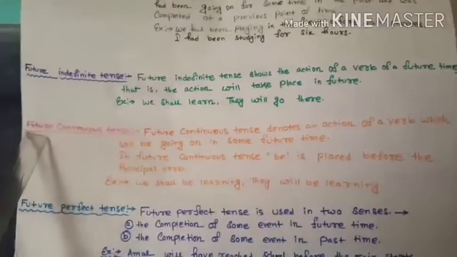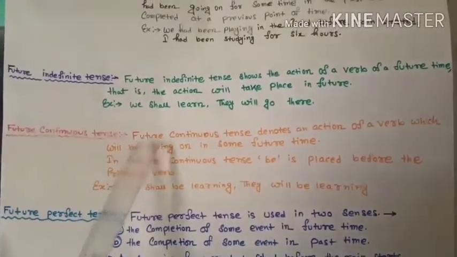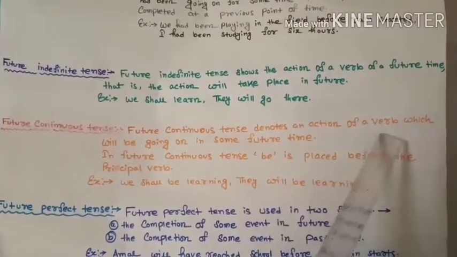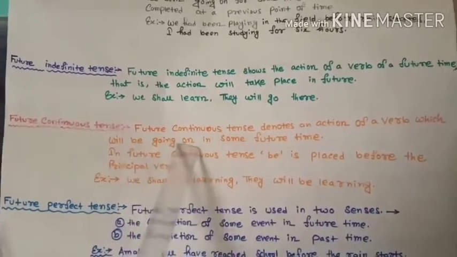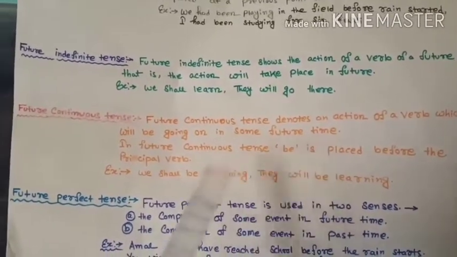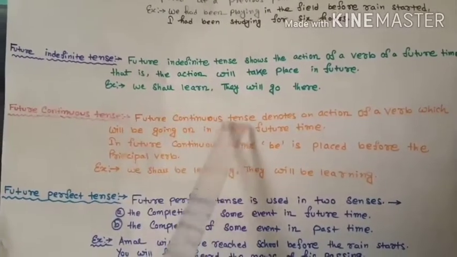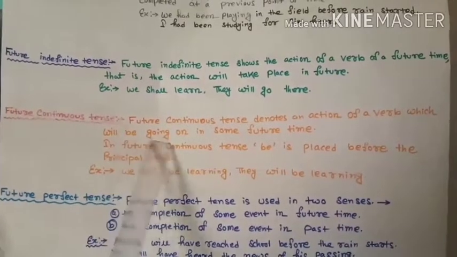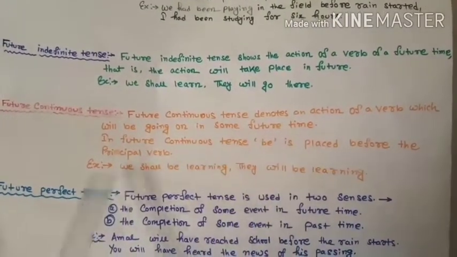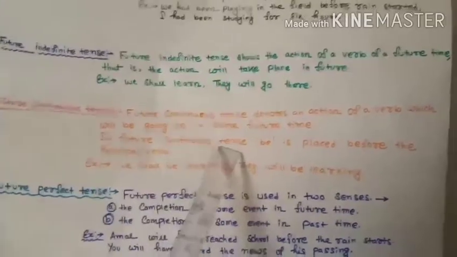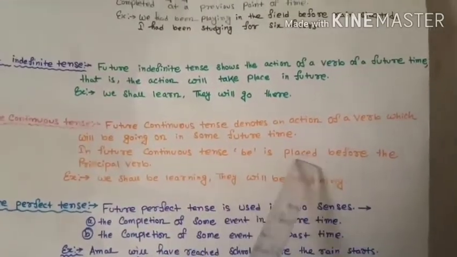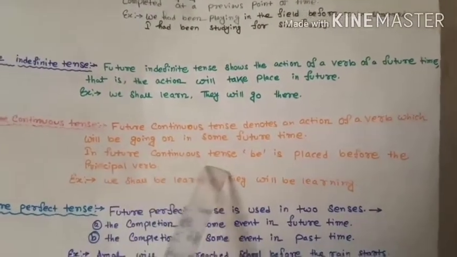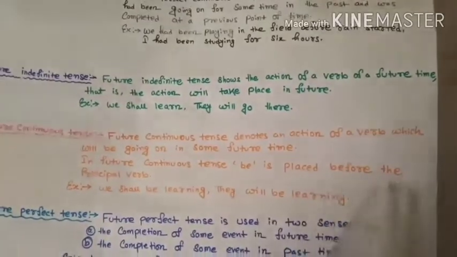So what do we mean by future continuous tense? The definition is future continuous tense denotes an action of a verb which will be going on in some future time. So in future continuous tense, be is placed before the principal verb. So once again, in future continuous tense, be is placed before the principal verb.